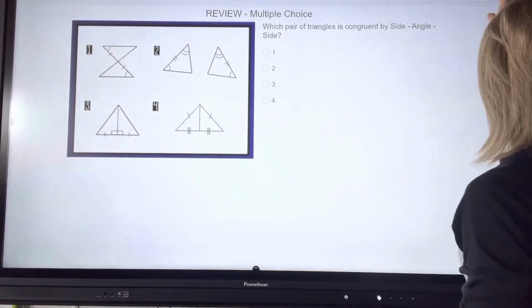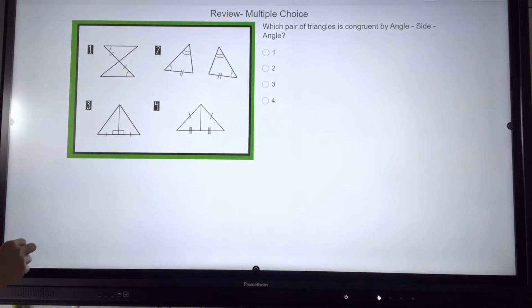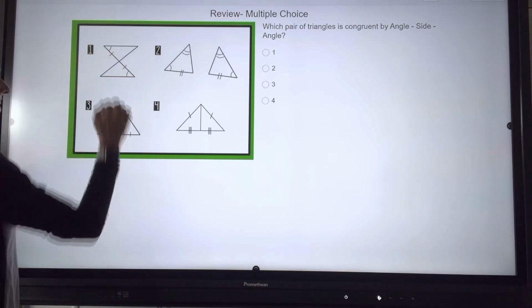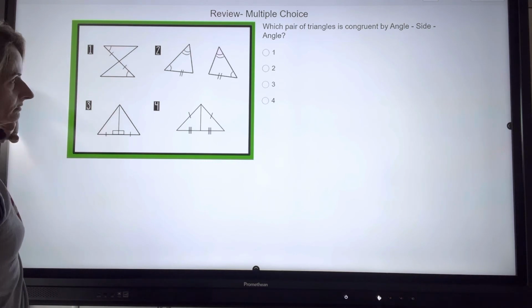Last slide in my recording, that is. Which pair of triangles is congruent by angle, side, angle? Yes. Angle, side, and the vertical angles is the second angle.